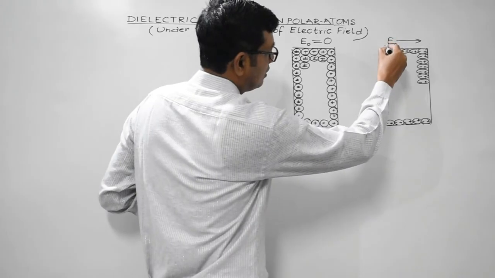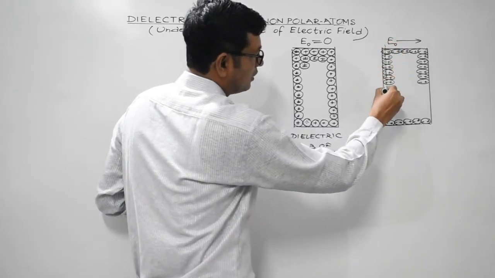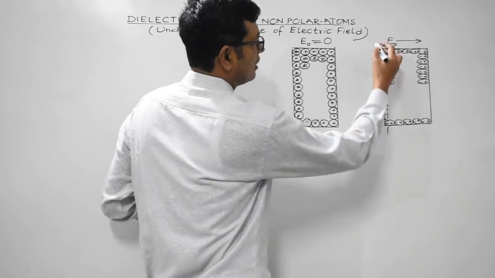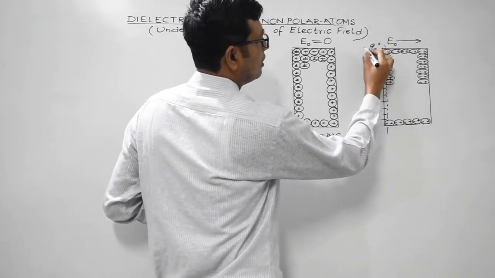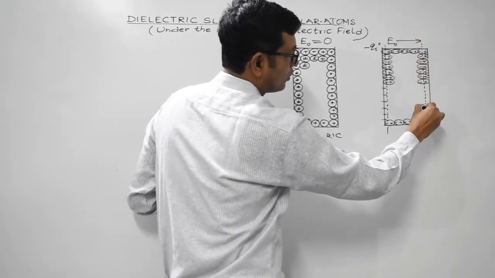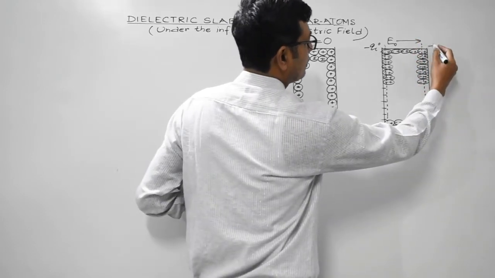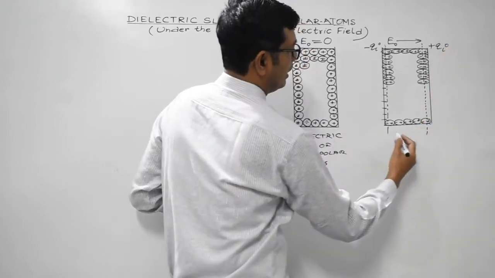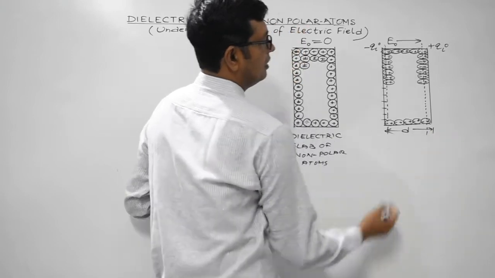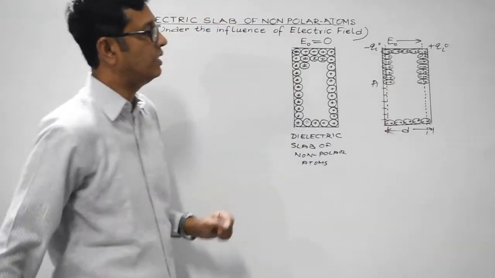As a result, on this face of the dielectric, negative charge will get induced. Let us represent it by Qi. While on the opposite face of the dielectric, positive charge will get induced. Let us represent it by Qi. And let us consider the thickness of the slab to be D and the cross-sectional area of the slab to be A.